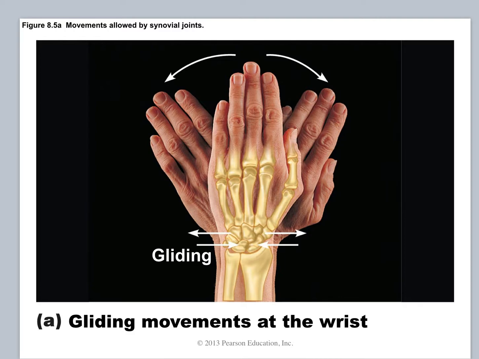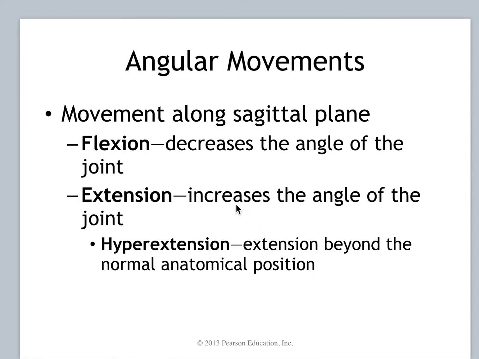Now, since there are so many bones at the wrist, eight bones, there's potential for quite a bit of movement. As you see, this hand can have a fairly high degree of movement with just sliding or gliding movements.